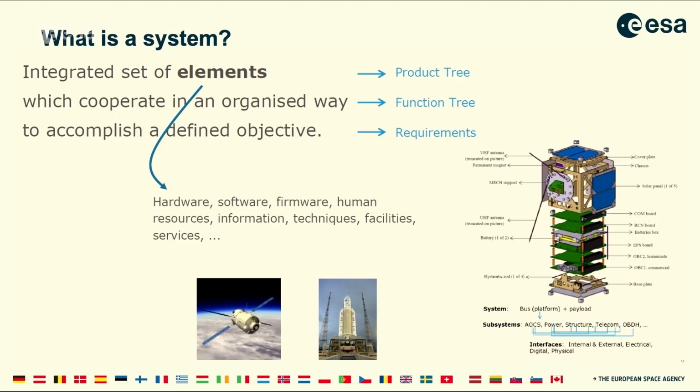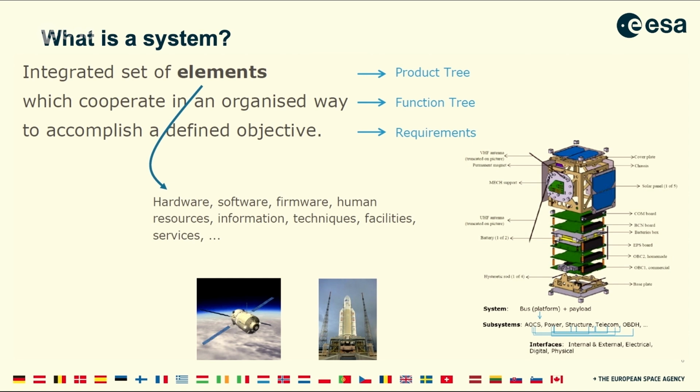Now, what is a system? Now, a system, if I use a fancy sentence, is an integrated set of elements which cooperate in an organized way to accomplish the design objective. What it comes down to is basically three things. There are elements, as you see, and elements is typically hardware. So this is what we call the product tree. It could be a communication transponder or a solar panel, these kind of things.